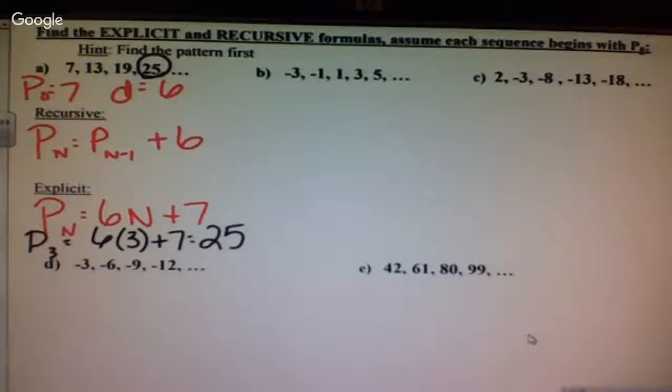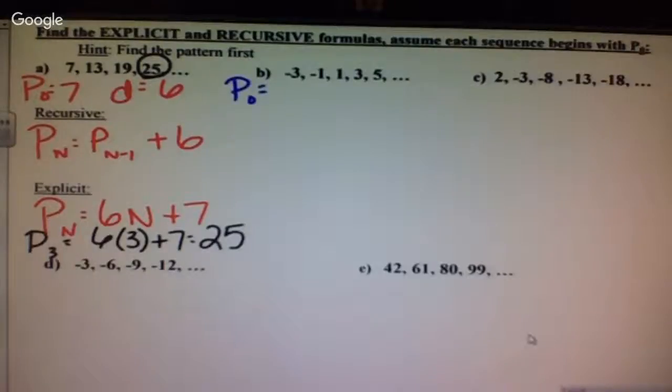So I can now tell you that I want the 207th term in that sequence, and you plug in 207. Okay? So this is why we prefer this one, because I don't have to sit there and go over and over again. This just automatically gives me the answer. Okay? So let's do the next one.